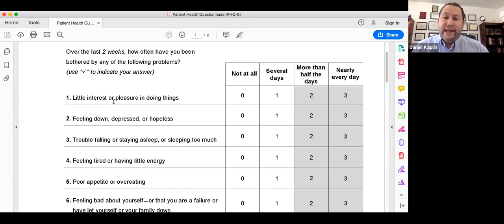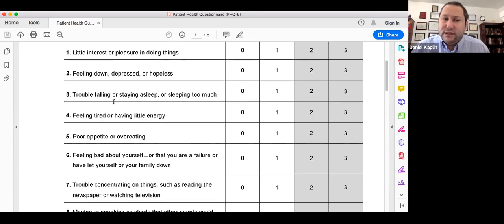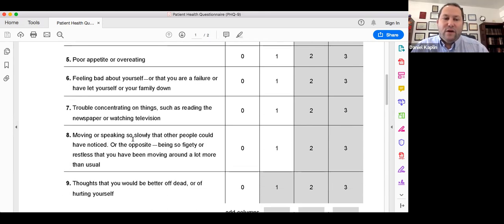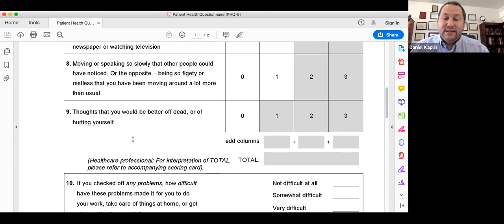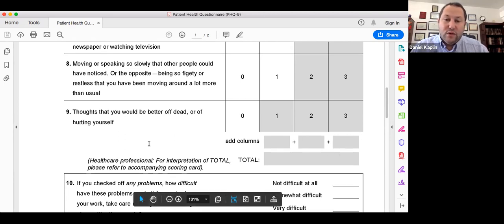So what we do is we list 9 features of depression, such as loss of interest and pleasure, feeling down, depressed, hopeless, difficulty with their sleep patterns, loss of energy, change in appetite, feeling as though they're a failure or let the family down, having difficulty concentrating, might have that catatonia, slow speech, or fidgetiness or restlessness, and then suicidal ideation. So we screen all 9 of these. We add up and we get a total score.